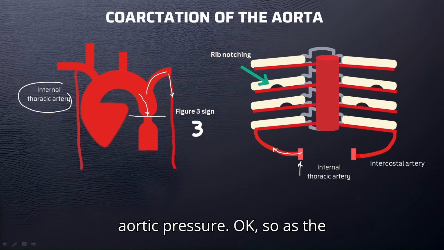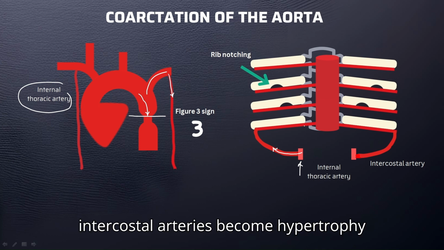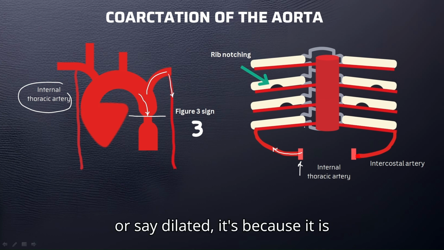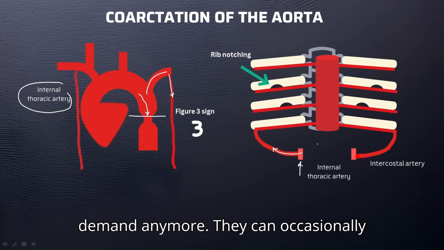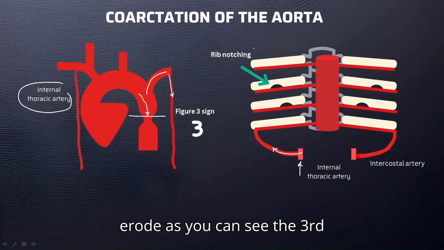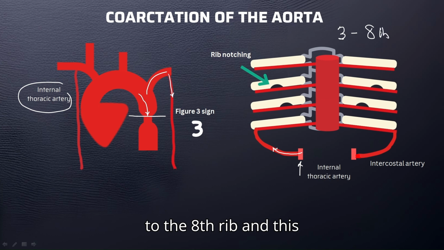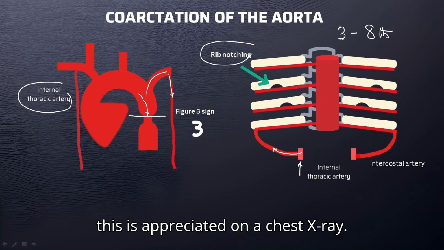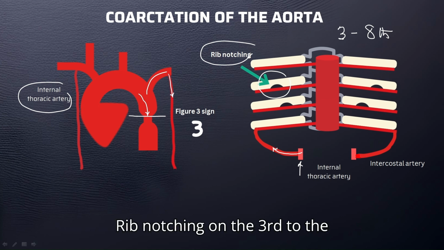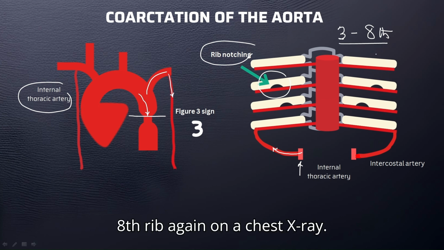This is just an adaptive response that facilitates blood flow into the regions that are affected by the reduced aortic pressure. Okay, so as the intercostal arteries become hypertrophied or dilated, it's because they are not able to accommodate this increased demand anymore. They can occasionally erode, as you can see, the third to the eighth rib, and this leads to this characteristic rib notching, as you can see right there. This is appreciated on a chest x-ray, a rib notching on the third to the eighth rib.